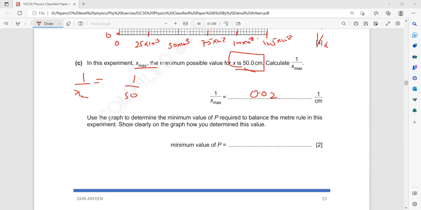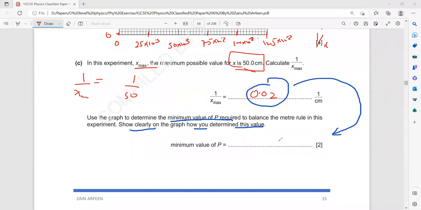Because the question is, use your graph, determine the minimum value of P required to balance, and show clearly on the graph how you determine. To get the minimum value of P, we should have a minimum value of 1 over X as well, or a maximum value of X, or minimum value of 1 over X. So from this value of 0.02, we determine the load, which was 1.8 Newton. Is this clear, this part? Yes, sir. Clear.